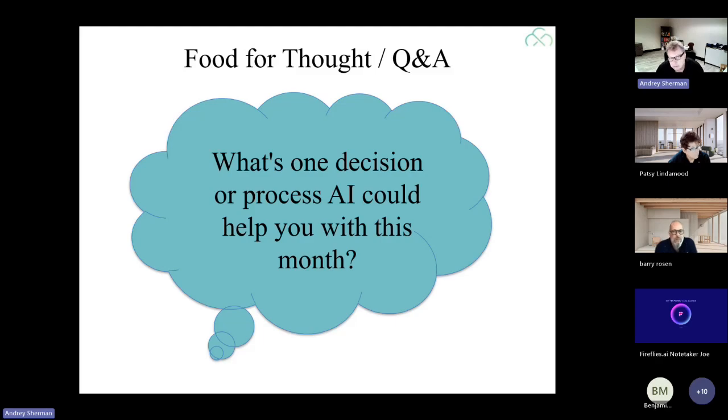And I want to finish with just this thought: what's one decision or process AI could help you with this month? So just think about it. We can discuss it here, but the more important thing is to think about it in your spare time, and I'm sure you will come up with something you can start. Again, the main thing is to just start and see where it takes you. So that's all I have, and now we are ready for any questions and answers if anybody has any.